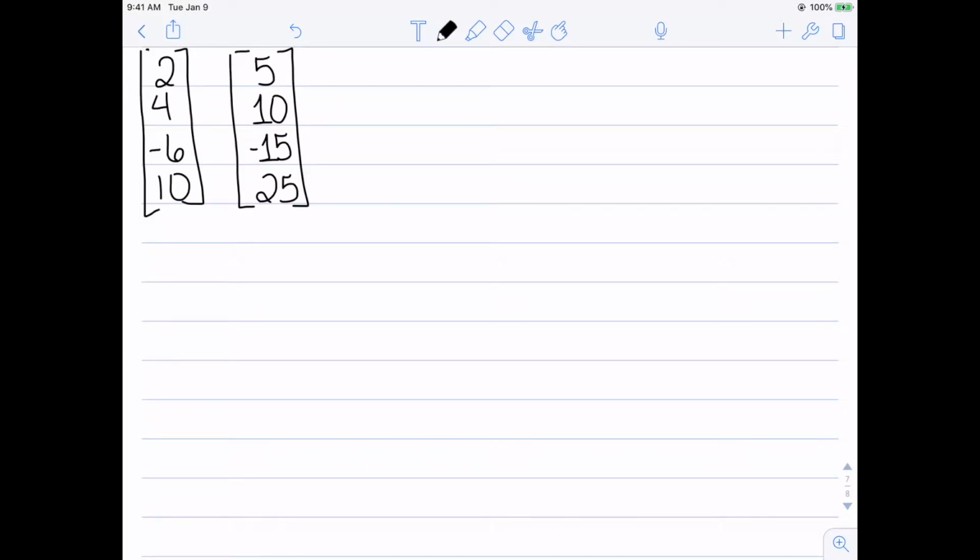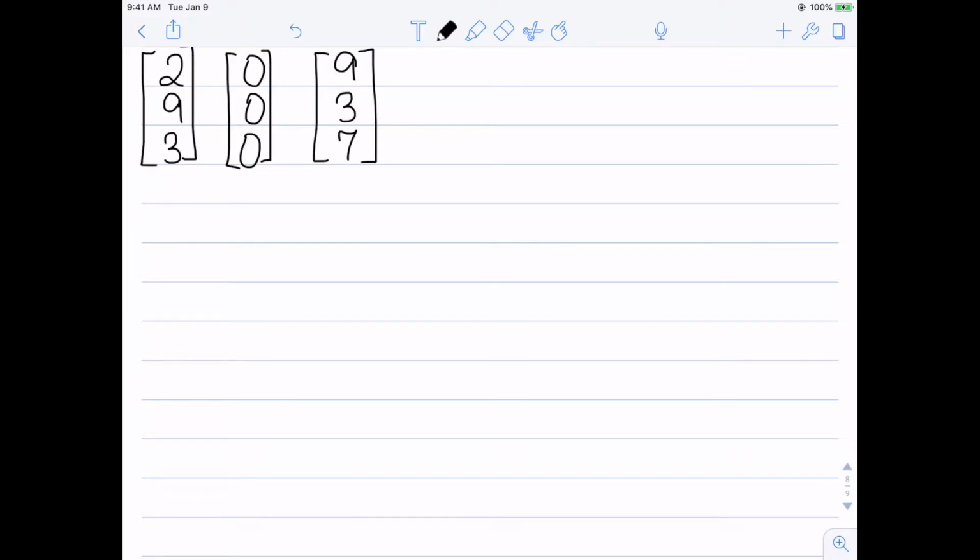So let's consider these two vectors here, 2, 4, negative 6, 10, and 5, 10, negative 15, 25. We want to know by examination if these are independent or dependent. And we should notice that if I multiply the first one by 5 over 2, I get the second one. Therefore, these will be linearly dependent.